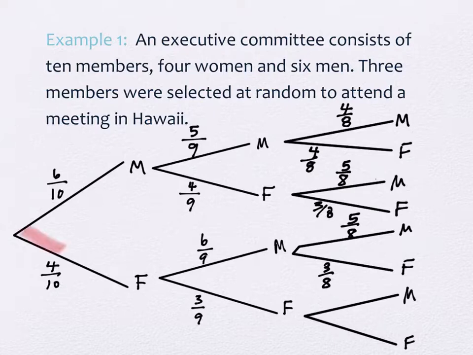On the last one, I have chosen 2 females so far. So how many men's names are still left in the basket? All 6 of the original out of 8. How many women's names are still left in my basket? 2 out of 8.